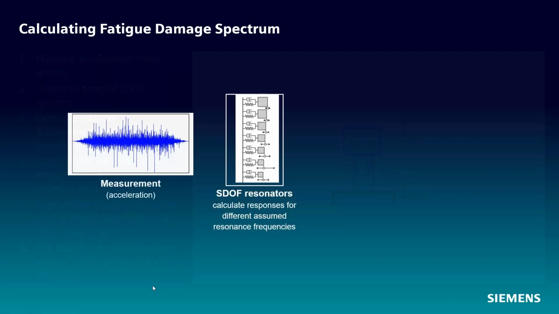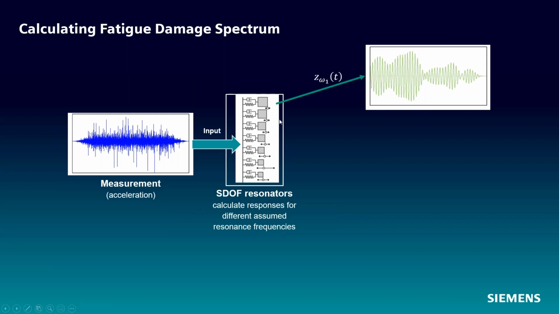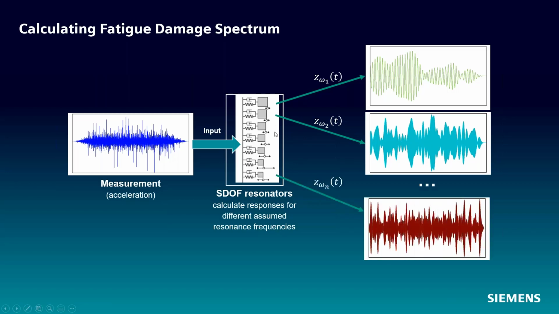And then we're going to apply that for each one of these SDOF systems in this array. So the first one, we get this relative displacement response. The second one, we get a different relative displacement response. And then we keep doing that for each one of these until we get to our maximum frequency of interest. And we get something that maybe looks like this response. So now we have all these relative displacement time histories.